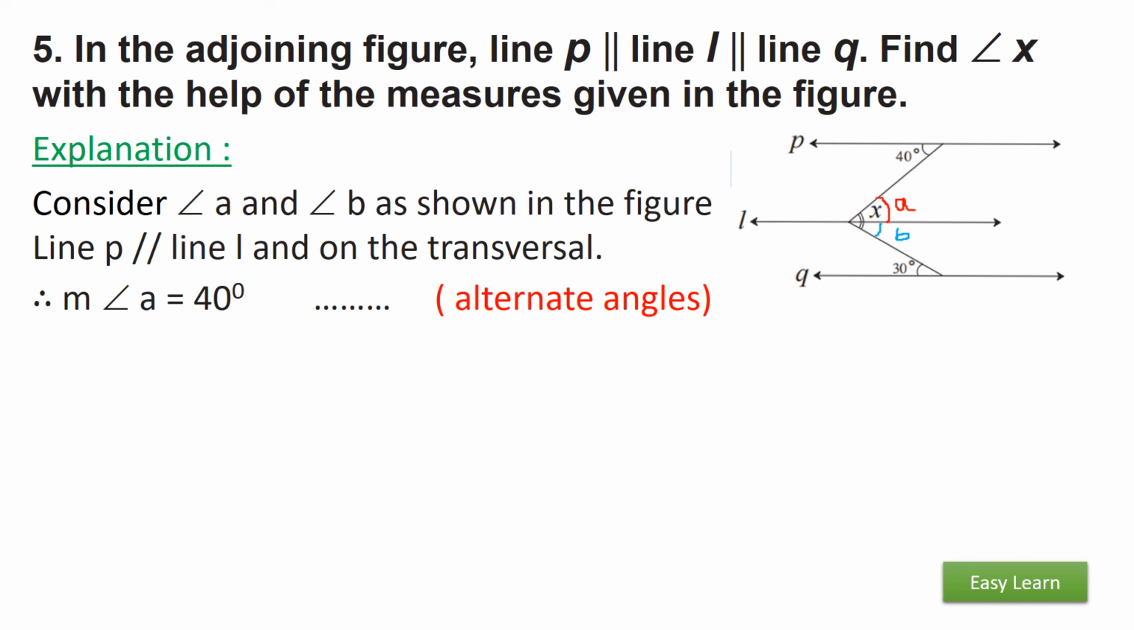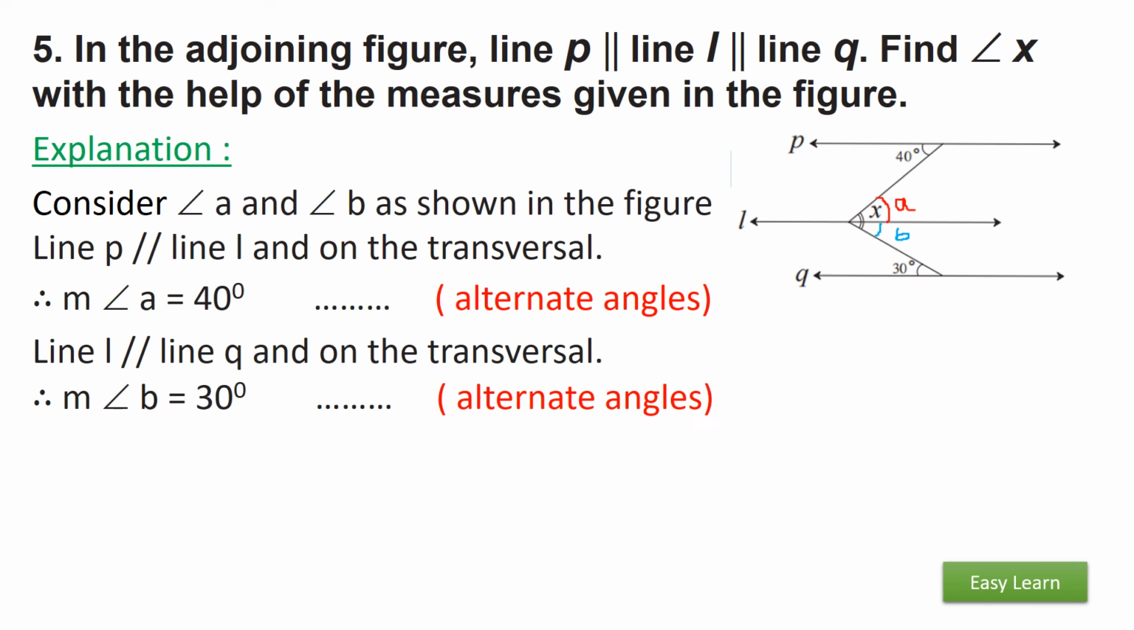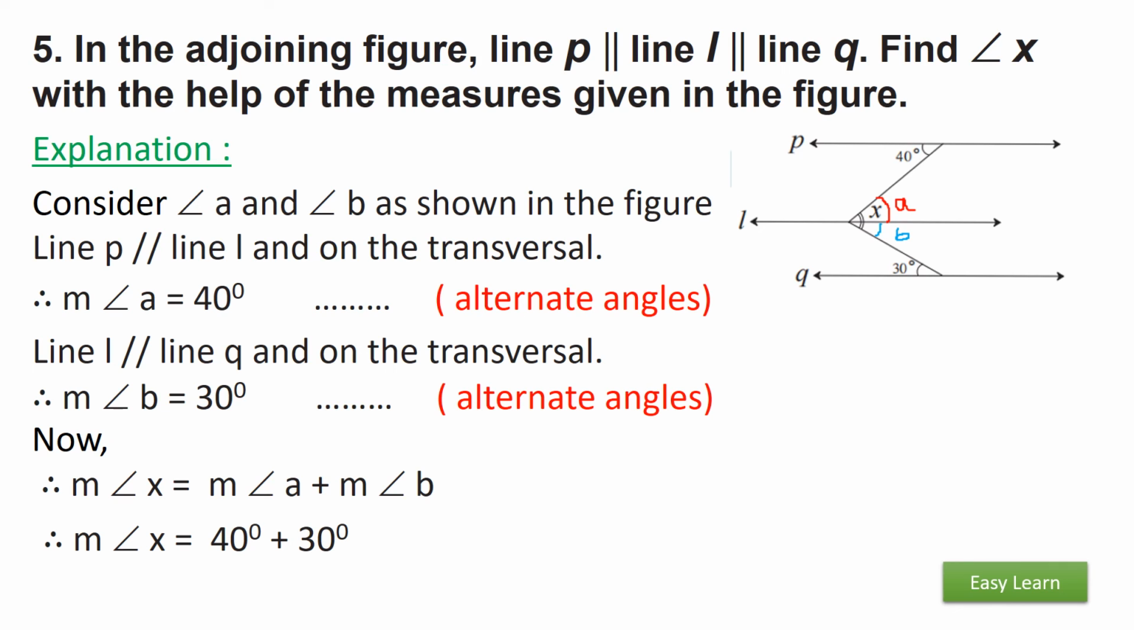that is alternate angles. Line L is parallel to line Q and on the transversal, measure of angle B is equal to 30 degrees. Now, measure of angle X is equal to measure of angle A plus measure of angle B. Therefore, measure of angle X is equal to 40 degrees plus 30 degrees. Therefore, measure of angle X is equal to 70 degrees.